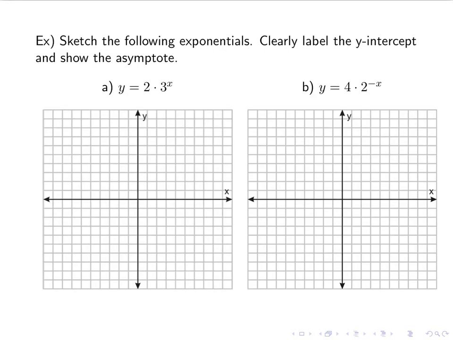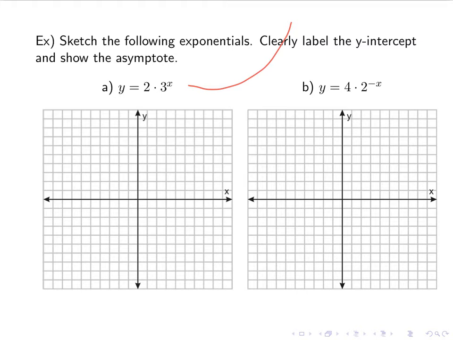A, y equals 2 times 3 to the x. So notice the coefficient is positive and the exponent is positive. So since they're both positive, we're going to be looking at that same first picture that we had done with y equals 2 to the x. Okay, so I know the general shape is going to be this picture here. And then I need to put it on the graph so that they make sense.